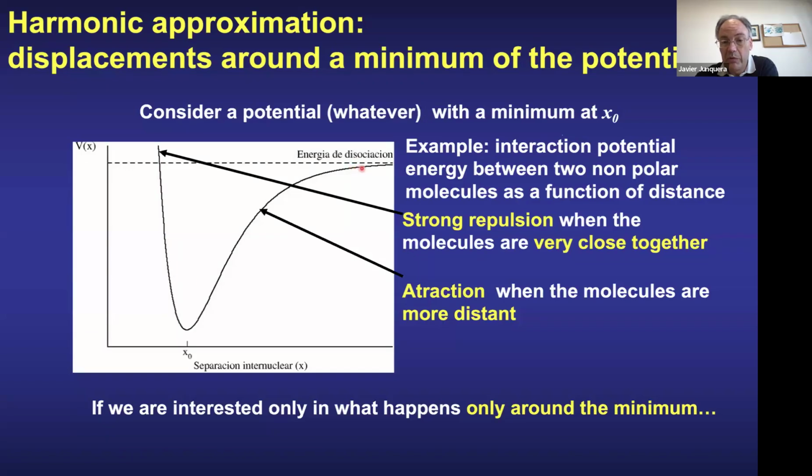If they are very far away one from the other, then the force is essentially equal to 0. And for some regions here, there is an attractive interaction potential between the molecules, and then there is an optimum distance here where the intermolecular potential is a minimum.